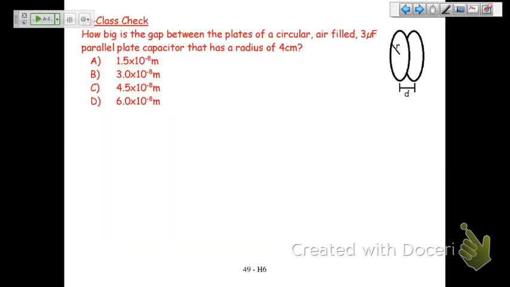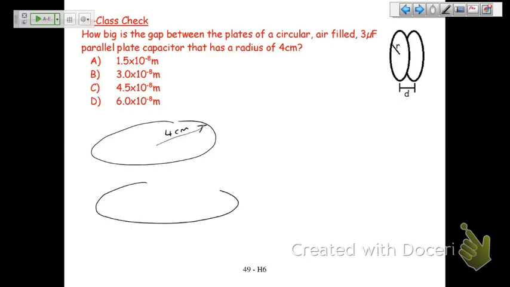Cool. How big is the gap between the plates of a circular air-filled 3 microfarad parallel plate capacitor that has a radius of 4 centimeters? So let's draw it. So that radius is 4 centimeters. And I want to know how big the gap is. So let's call this D. And so I need to say, well, what do I know? What do I need to know?